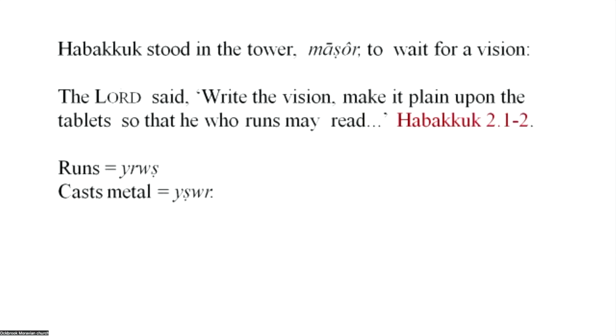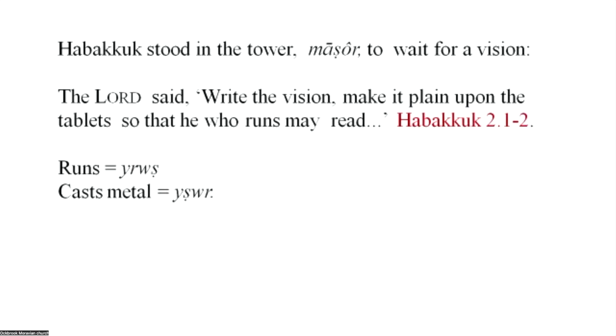Now, Habakkuk, remember Habakkuk was one of Isaiah's group of prophets, Isaiah, Micah, Joel, Habakkuk. He stood in the tower, another word for the same thing, and he stood there to wait for a vision. So he was waiting to see what the Lord would show him. Now, does that mean he was looking at something, one of our lead tablets, or was he just sort of standing out, looking and wondering what the Lord would show him? The Lord said, write the vision, write it, make it plain upon the tablets, so that he who runs may read.